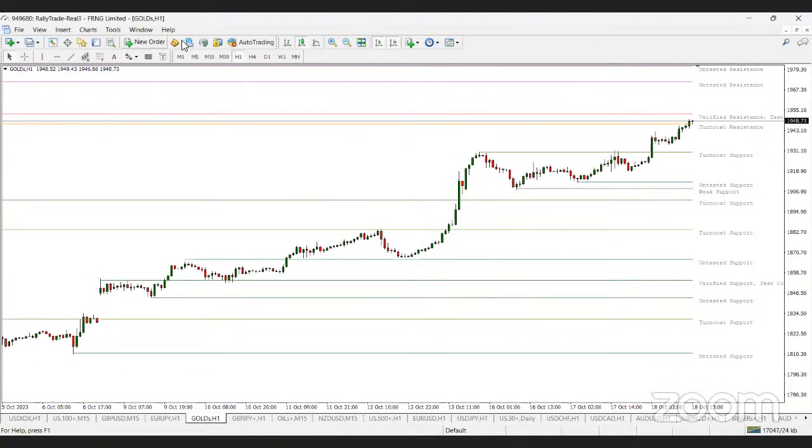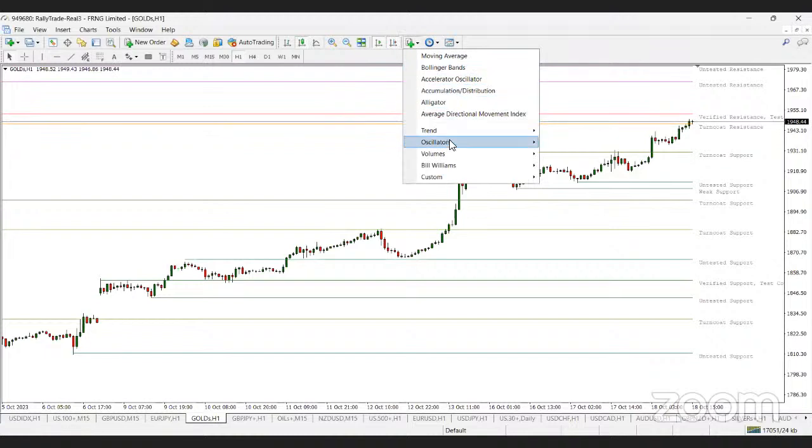So gold has really bought. I will not really advise buying. I'm sure if I check RSI also, gold is likely overbought.